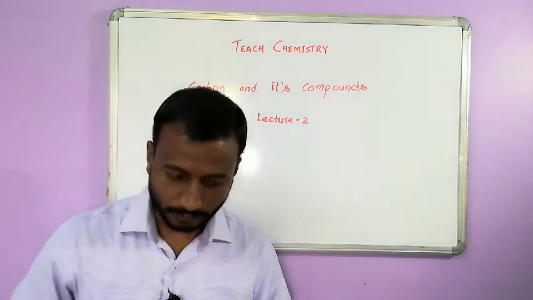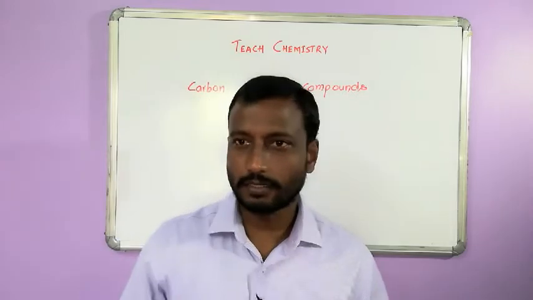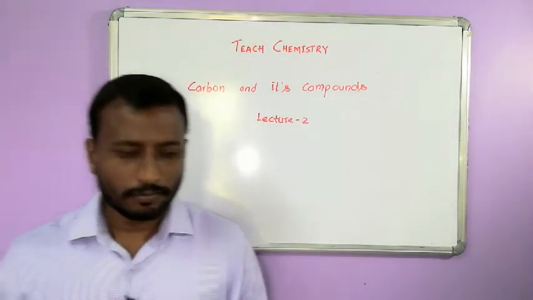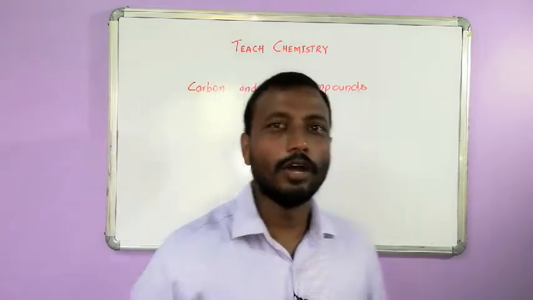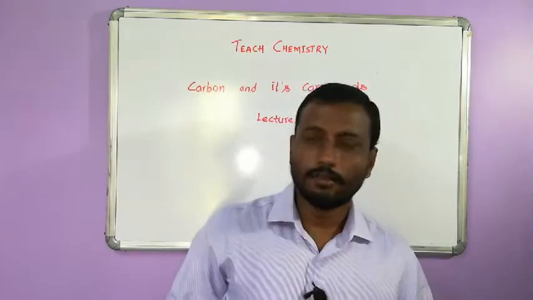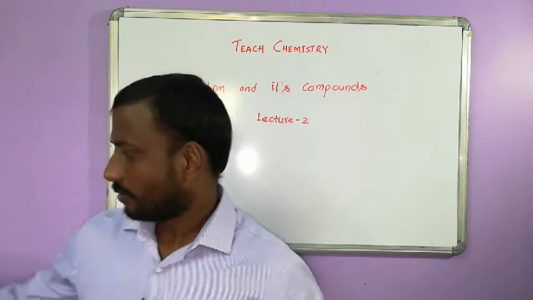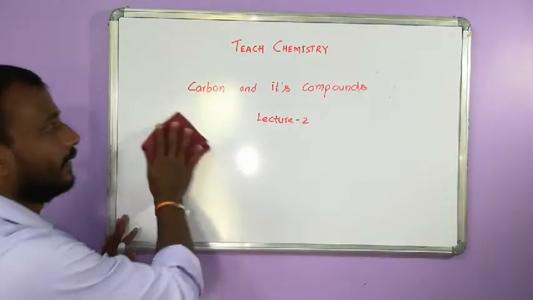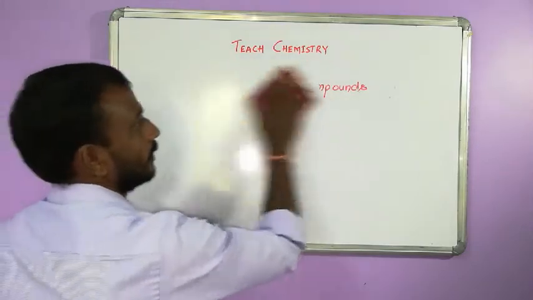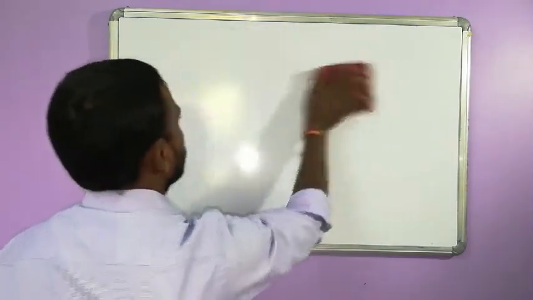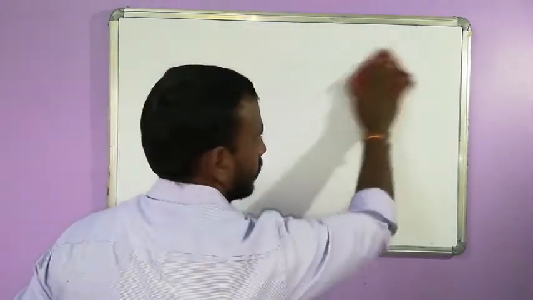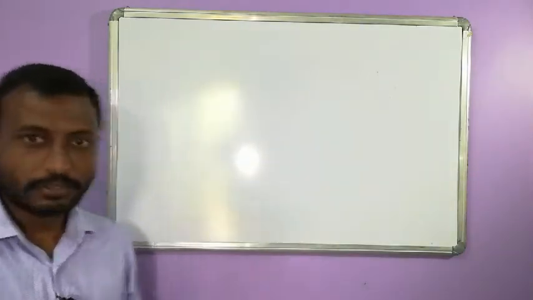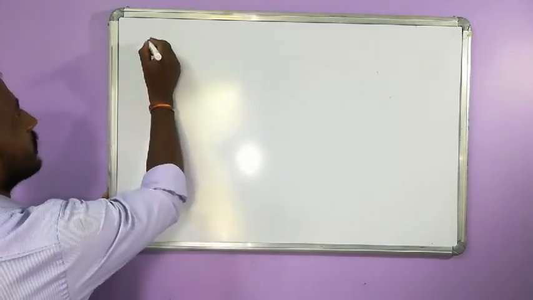So, lecture 2. Yesterday, we discussed valence of different elements and practiced writing of some dot structures for some molecules. So, we will continue practicing for some more compounds. Then we will move on to different topics of this carbon and its compounds. Yesterday, in the previous class, I gave some work.